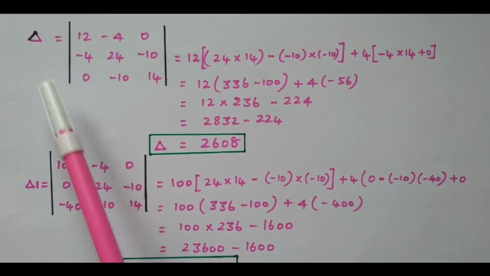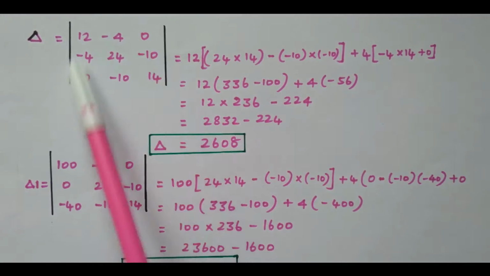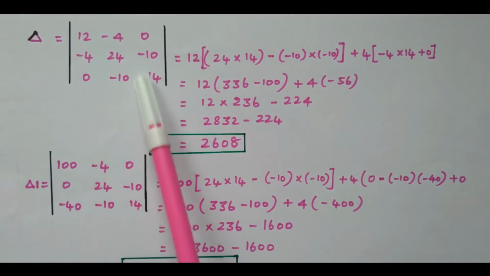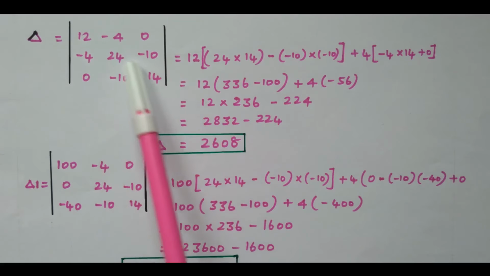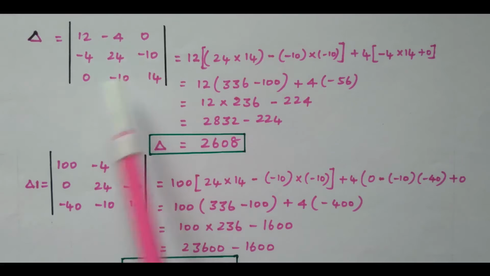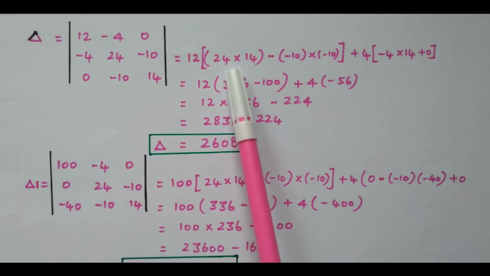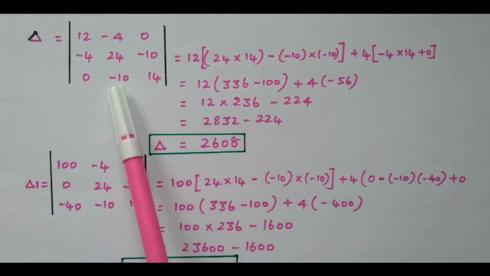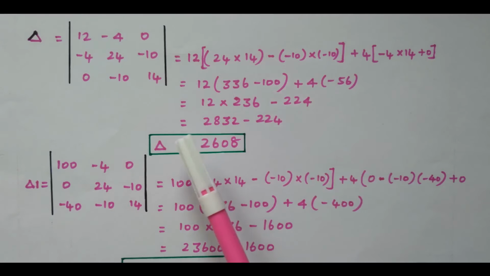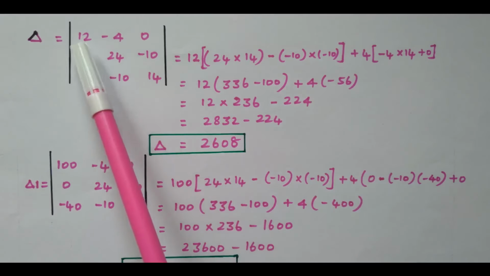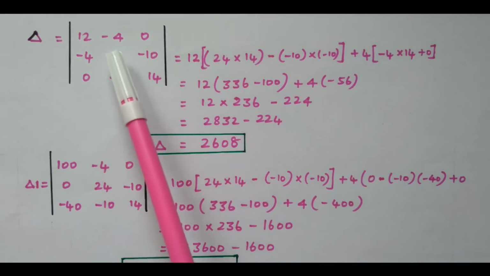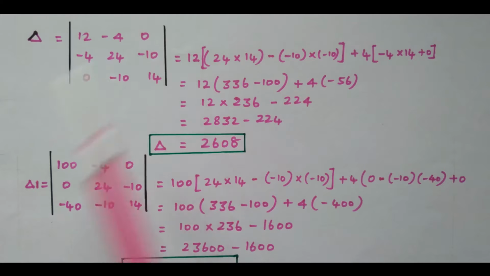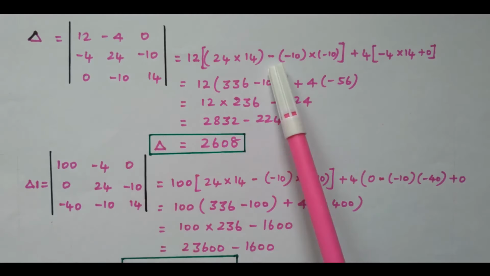Now first consider the delta. Delta is nothing but the resistance matrix. Now we need to find the determinant. How will you find the determinant? First take 12. While taking this first element, we need to eliminate these two, and multiply these two minus these two. So 24 into 14 minus 10 into minus 10. Right? Determinant is very easy.